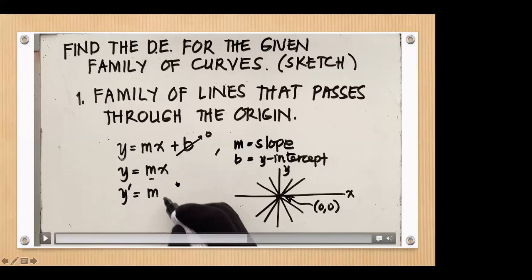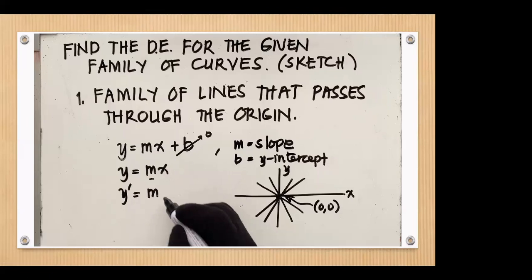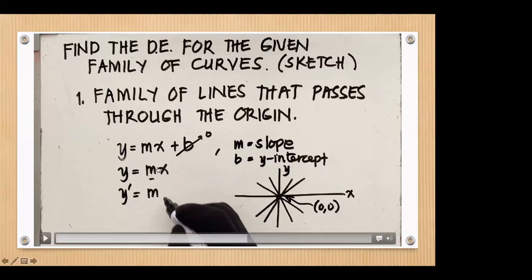So, ibig sabihin, I have here the equation, family of lines that passes through the origin. Ito na yung magiging starting equation ko para ma-obtain ko yung DE. So, as you can see, I have one parameter here. Ano ibig sabihin nito? Bawat value ni slope represents one line that passes through the origin. Nakuha nyo? Kasi lahat naman ng line na yan dumaan sa 0, 0. So, intercept nila is 0.